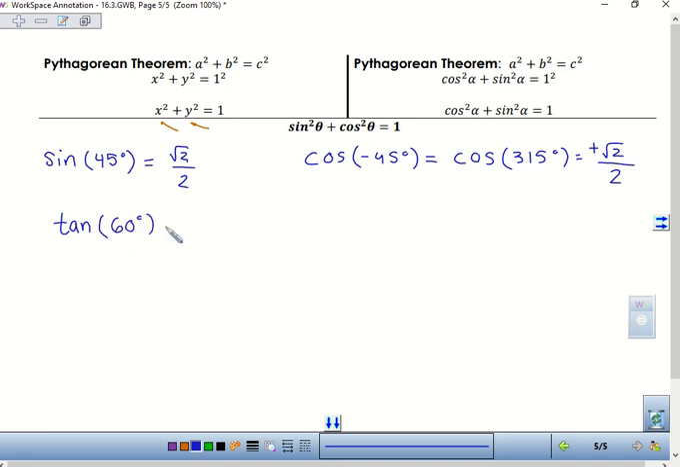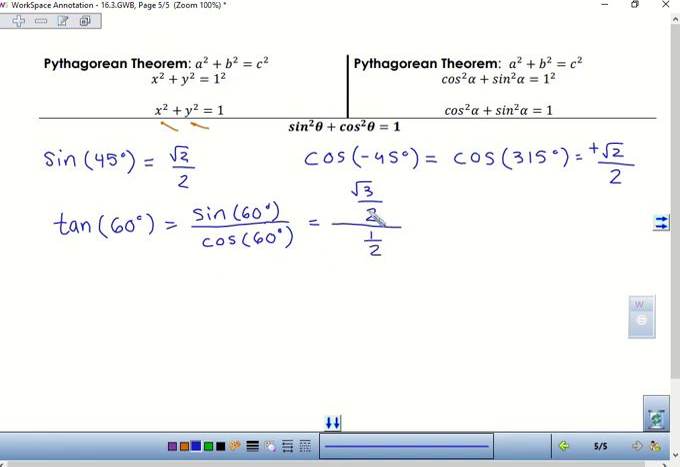Okay. So whenever you encounter a tangent problem on one of these, you're going to change it into sine of the angle measure over cosine of that angle measure. It's always sine over cosine. And now we're going to go to our unit circle and find what sine of 60 is and what cosine of 60 is. So what is sine of 60 degrees? Good. And what is cosine of 60?